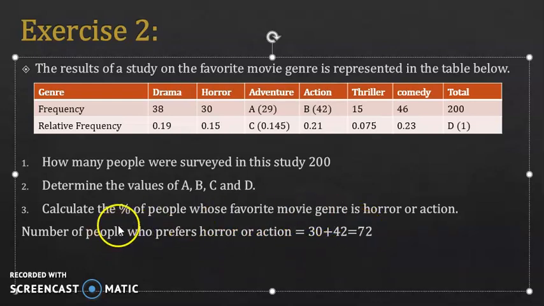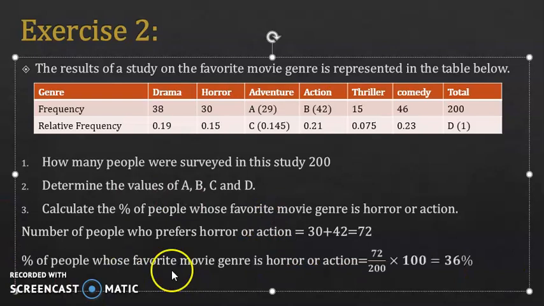But they asked in this question about the percentage. And remember, in order to get the percentage, you should divide the number of people who prefer horror or action over the total number of people times 100. So you'll get 36%.